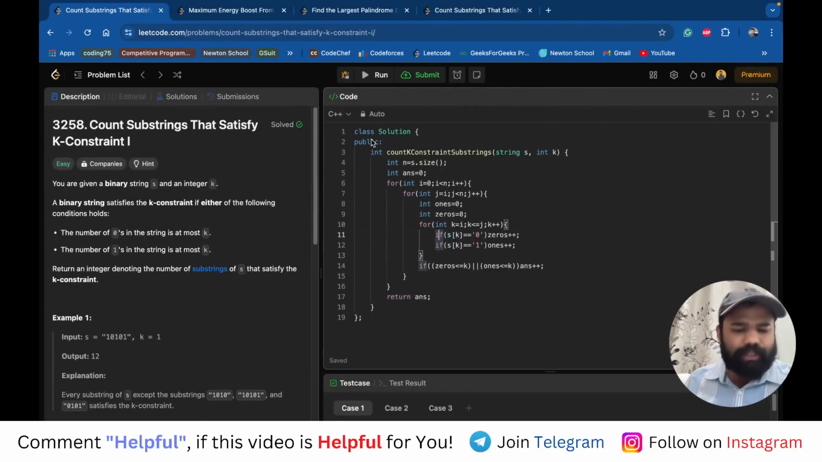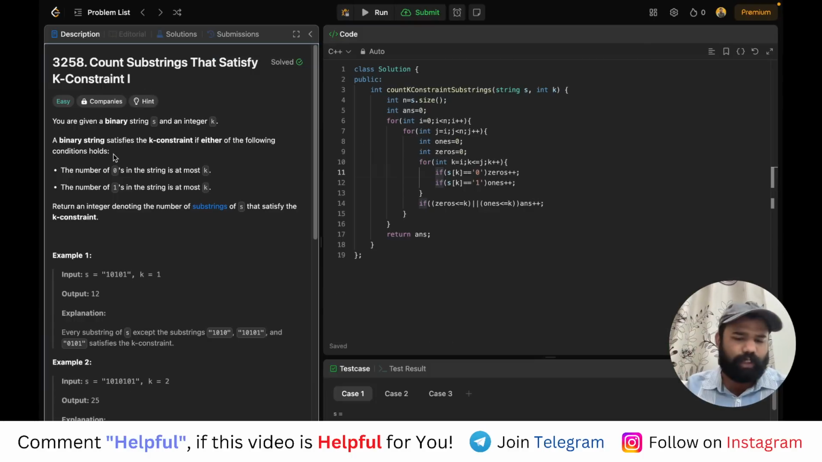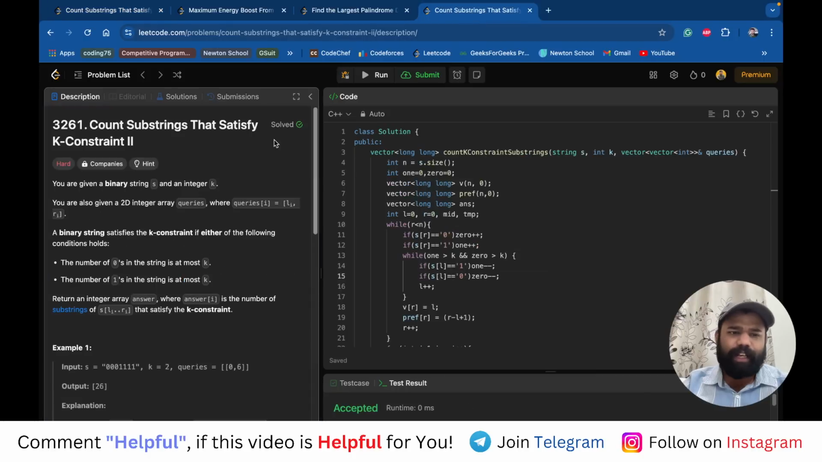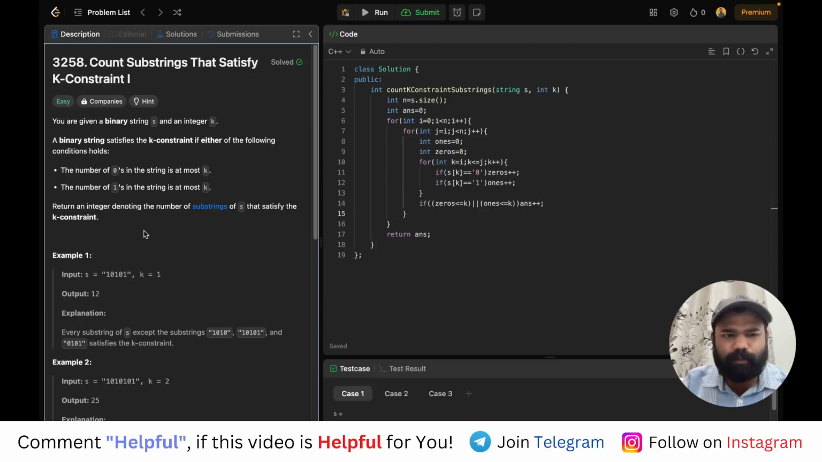The very first problem is Count Substrings That Satisfy K-Constraint. This problem actually had 2 versions. This is the first version and the second version is here. I will discuss the second at the last. Let's first discuss this version, because both have completely different implementations. This first version was very basic.